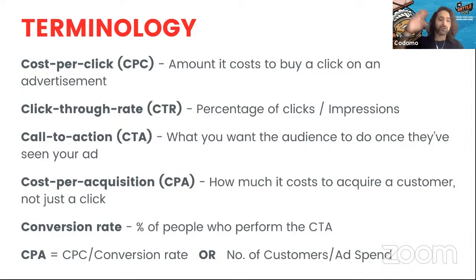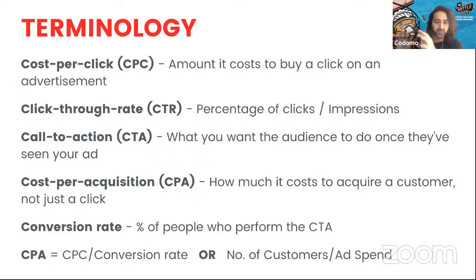Are you trying to get them to go to your link in bio or something like that? Are you trying to get them to your landing page? What is it that you're trying to get them to do? That's your call to action. Cost per acquisition is how much it costs to acquire a customer and not just a click. So if they click through onto our website, we have our resource, and they still have to trade their email to get the resource. So it's like a two-step process.